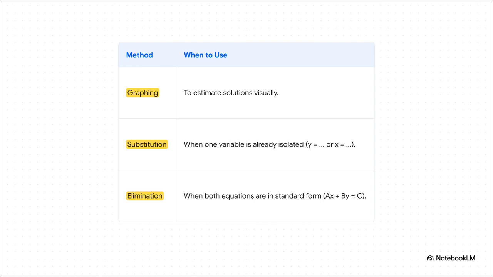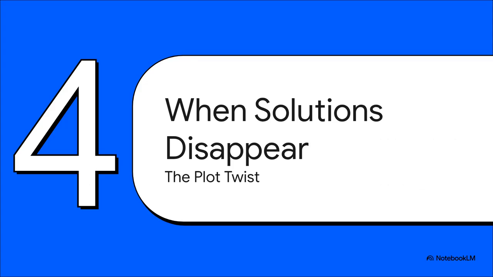Now this slide, this is your ultimate cheat sheet. It gives you a super clear guide. Basically, if a variable is already by itself or is super easy to get by itself, go for substitution. If both equations are already lined up nicely in standard form, elimination is gonna be your best friend. It's almost always faster.